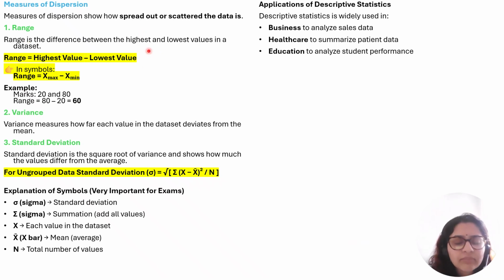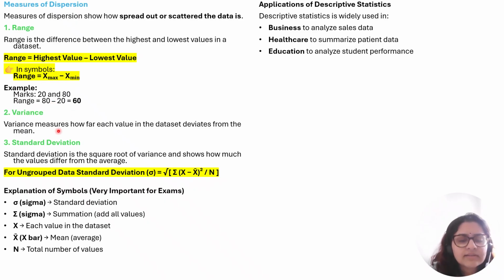Range is nothing but the difference between the highest and lowest values in a given data set. In a particular data set, the highest value is 80 and the lowest value is 20. So what is the range? 80 minus 20, that is 60. So range is highest minus lowest. In symbols, how can you tell it? X max minus X min.